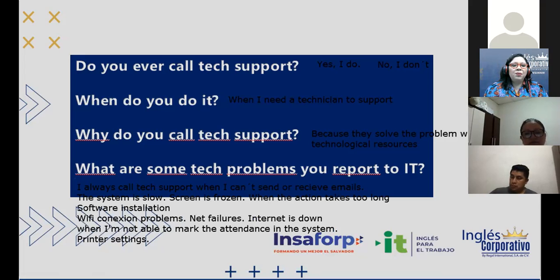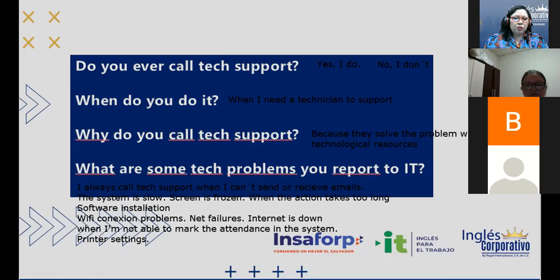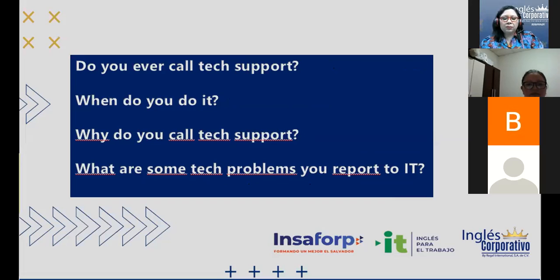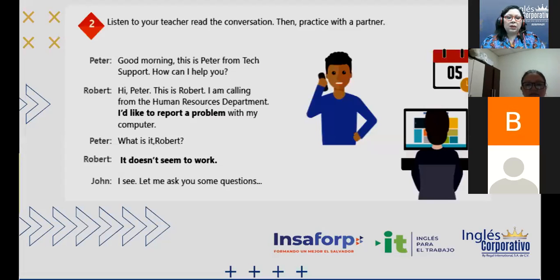All right, people, now let's go to the next part. In our manuals, we have a short conversation. So we want to check that conversation. This is on page 39, if I'm not wrong. It says, listen to your teacher, read the conversation, then practice with the partner.